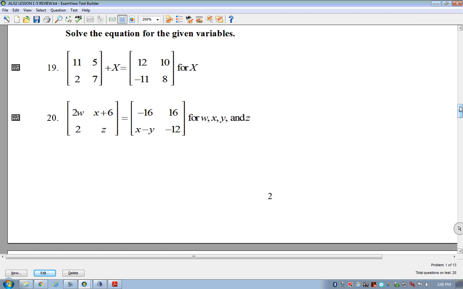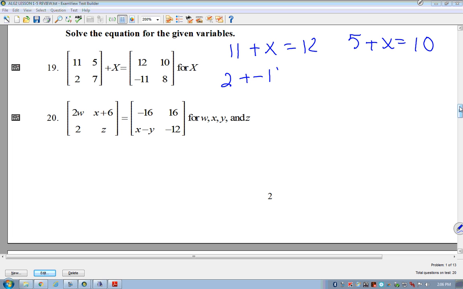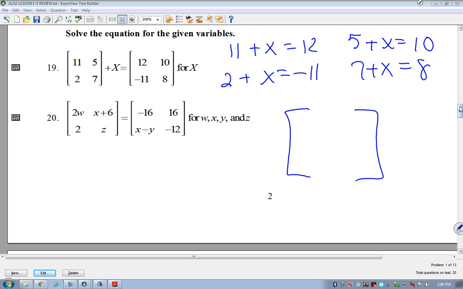19. Okay, so what we're saying here is that matrix A plus matrix X equals matrix B. We can call it that. So I'm going to break this into 4 equations. 11 plus X equals 12. Okay. 5 plus X equals 10. 2 plus X equals negative 11, and 7 plus X equals 8. The solutions will make up matrix X.